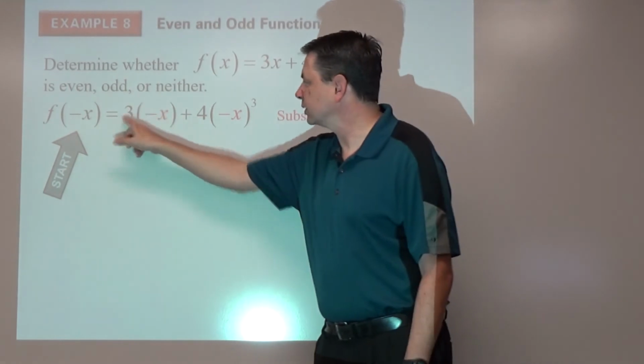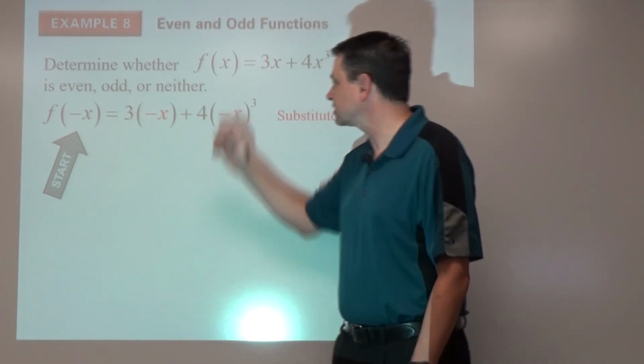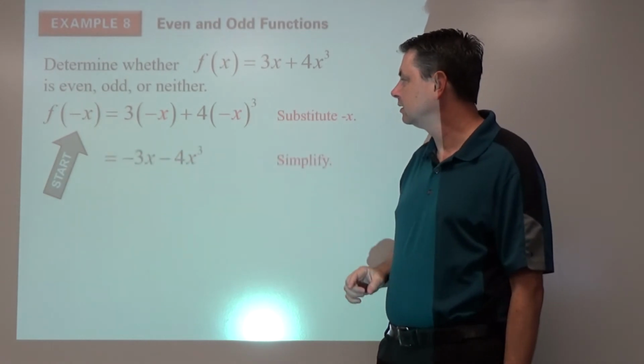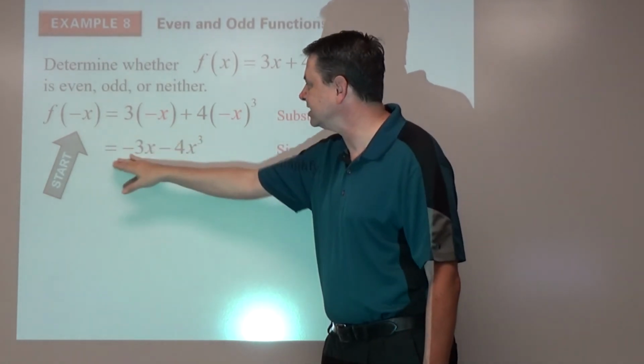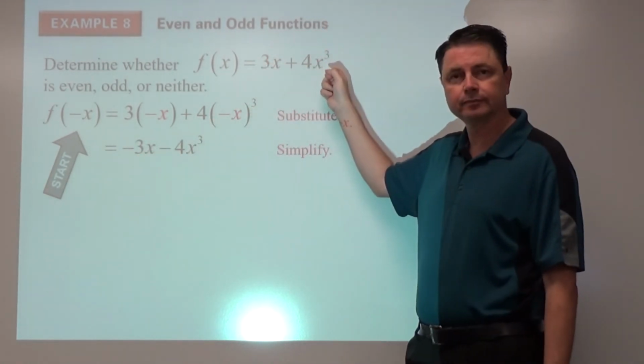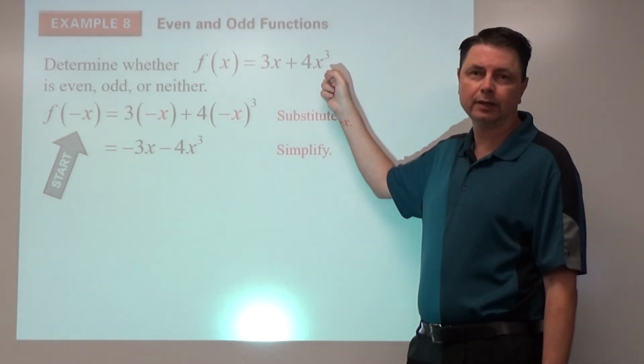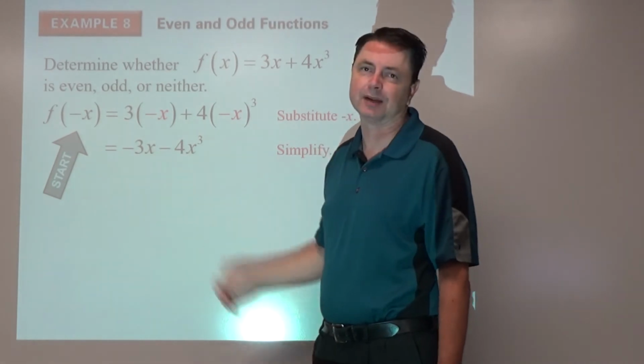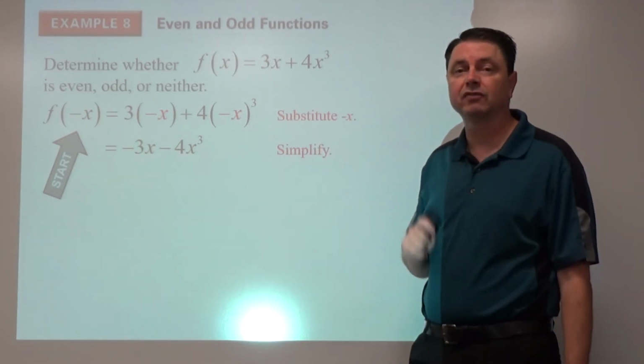So 3 times negative x is negative 3x. When we cube a negative, we're going to get a negative. So we're getting this here. Now, is that the original function? It's not. If it was, we would say it equals f of x, but it's not. So the next thing we're going to check for is odd.